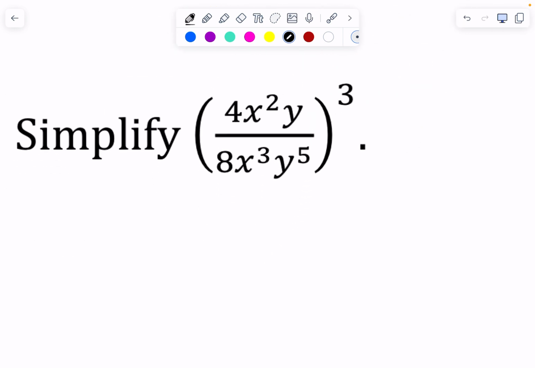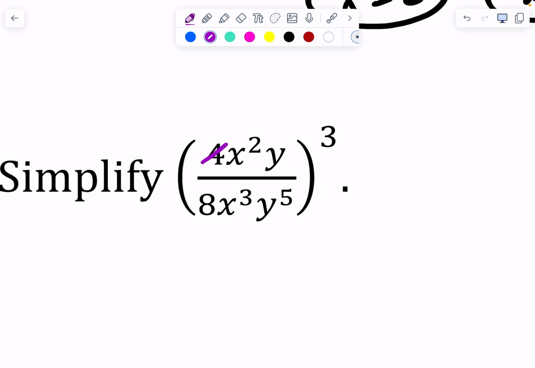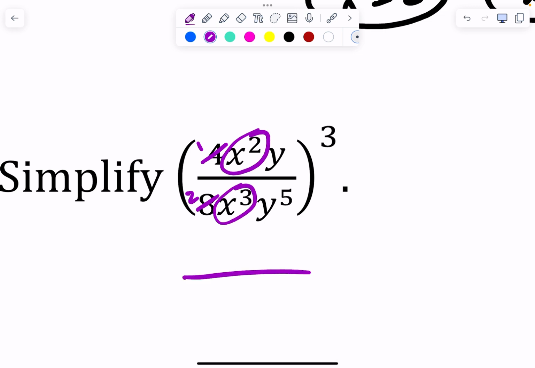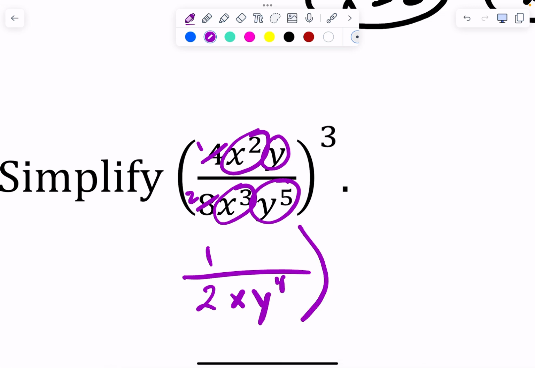Number 40. What would you like to do first? You want to simplify inside first? Yeah, let's do it. Okay. 4 and 8 becomes 1 and 2. I have x squared on the top and x cubed on the bottom, so I'm going to have an x on the bottom when that cancels. I have y and y to the 5th, and that's y to the 4th on the bottom.